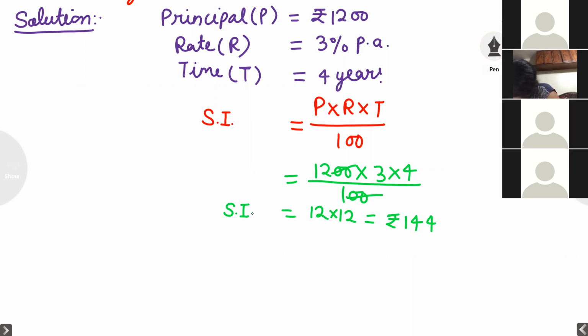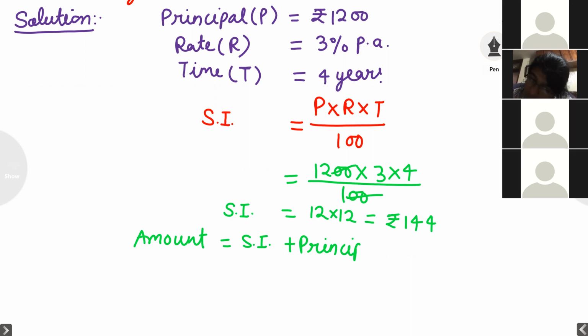Rupees 144. Now we want to find out the amount. Amount is equal to simple interest plus principal. Simple interest is rupees 144 plus principal is 1200, which is equal to, oh sorry, 1344. 1344 rupees.